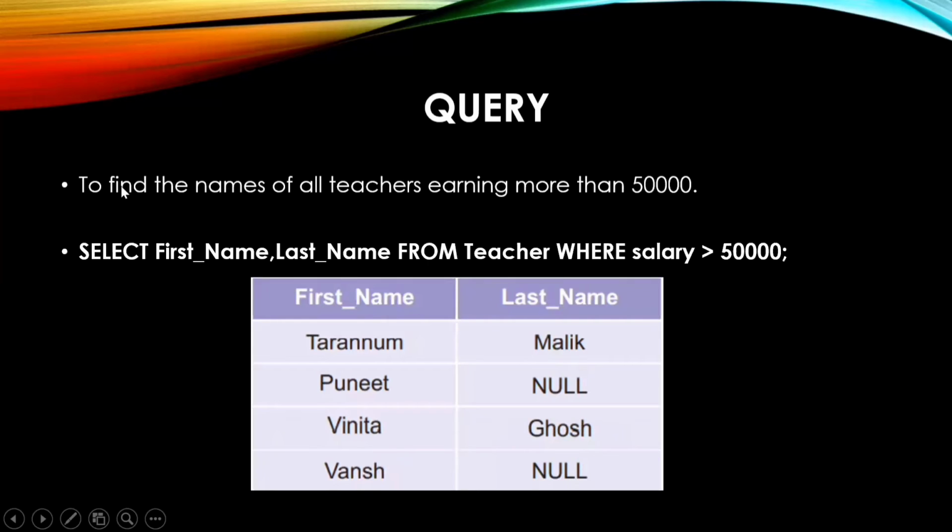Next, let us see another query to find the names of all teachers earning more than 50,000. To find the names of all the teachers earning more than 50,000, select first name, last name. Select first name and then last name. So here I am writing one column name, first name, and then another column name, last name. From which table? Teacher table, where salary greater than 50,000. So these members got a salary of more than 50,000.